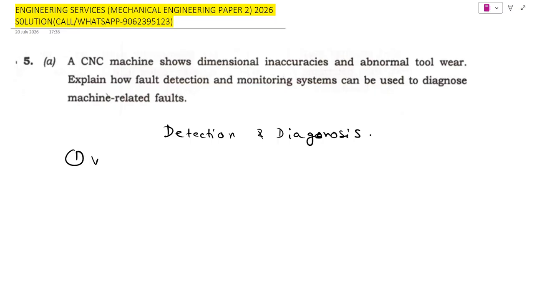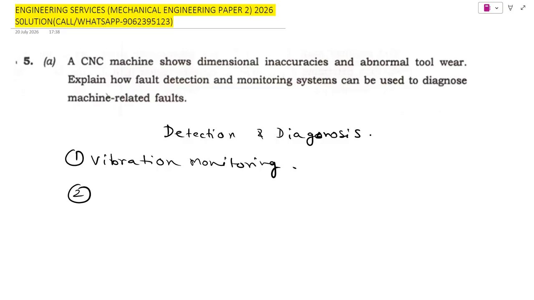First is vibration monitoring. Suppose the spindle bearing becomes worn out and the vibration sensor immediately detects an increase in the vibration level. So possible diagnosis will be bearing wear, unbalanced spindle, misalignment, loose machine components. So these faults cause dimensional errors and poor surface finish.